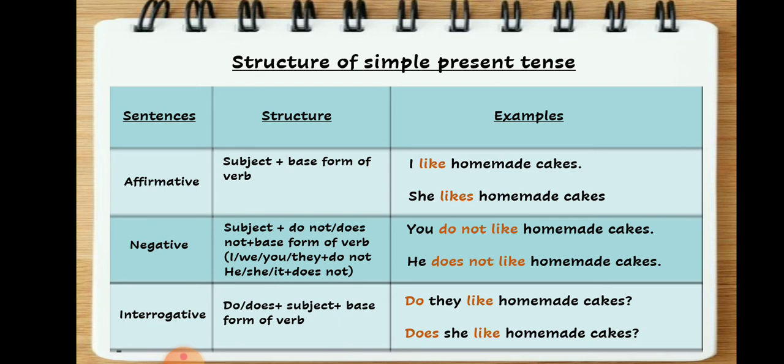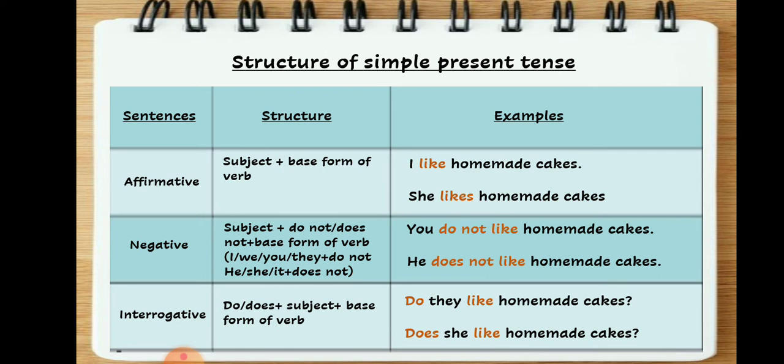Now, in case of interrogative sentences, we first place the auxiliary verb, then the subject, and then we add the base form of the verb. Do they like homemade cakes? Or does she like homemade cakes?